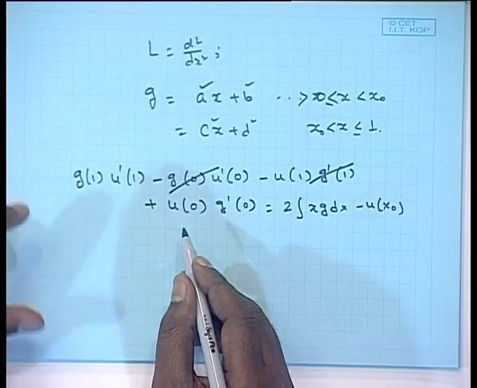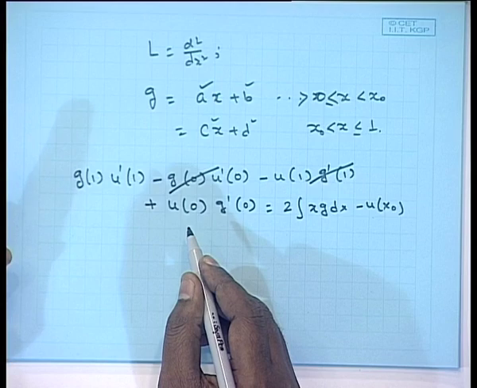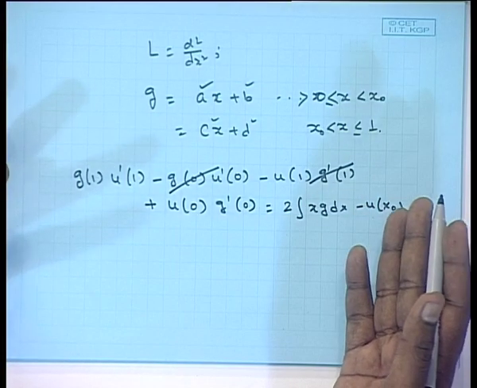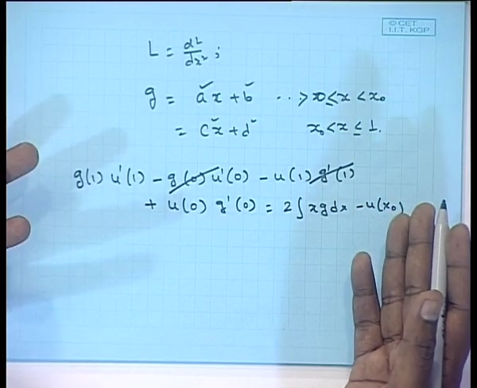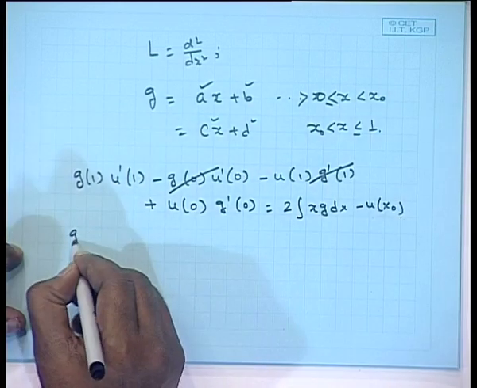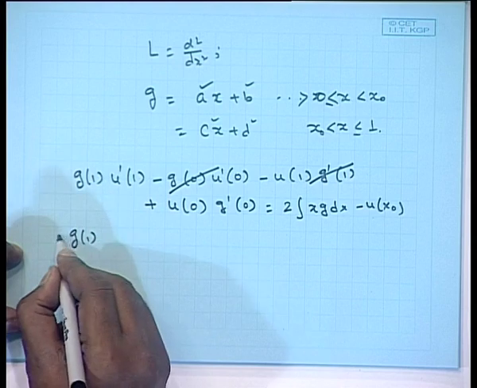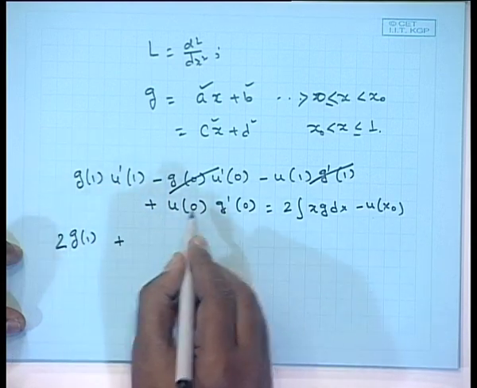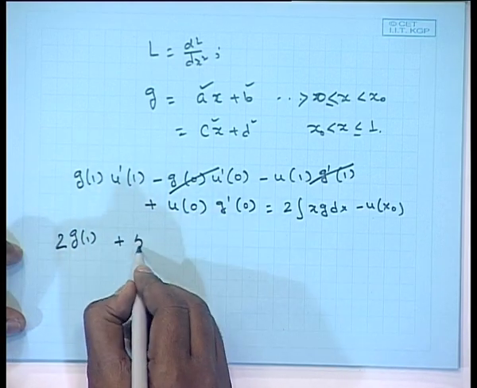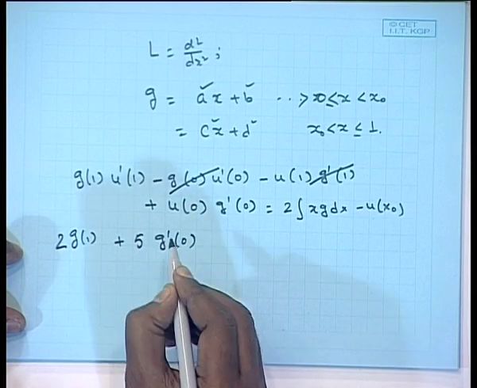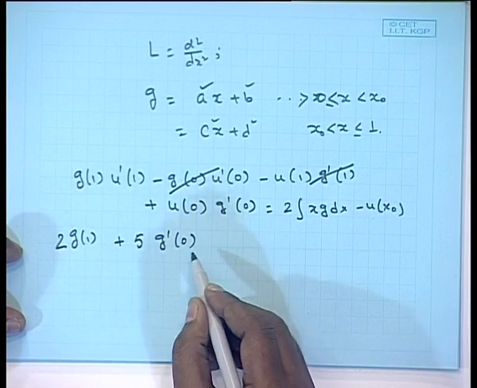G at 1, no, that is known, because we know the upper half solution of G. Just put x equal to 1, so it will be some function of x naught. Okay. G at 1 is known to us, U prime at 1, that is 2, plus U at 0, that is 5, and G prime at 0, that is known to us. So, we know the value.